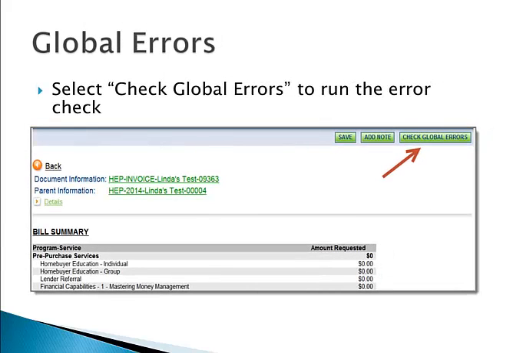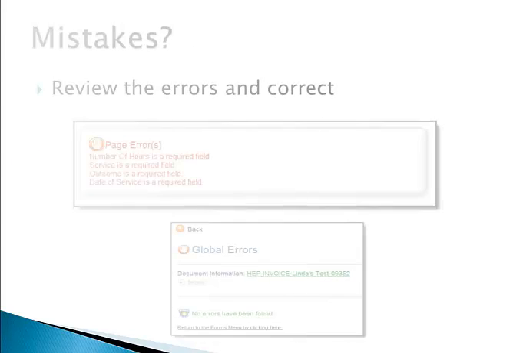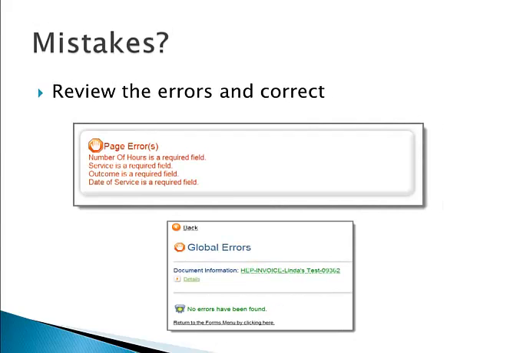Here I've selected the Bill Summary page, and you'll note now that I have a Check Global Errors green button to run the global error check. So if you had any mistakes, which I did here, you can review those errors and correct.